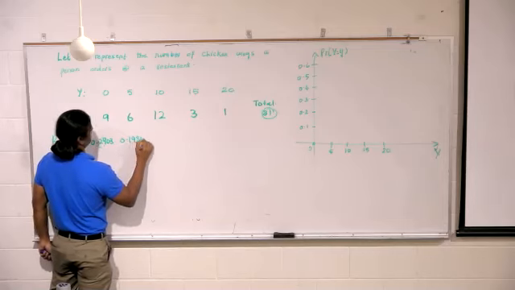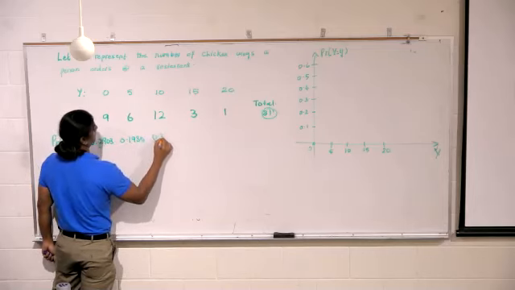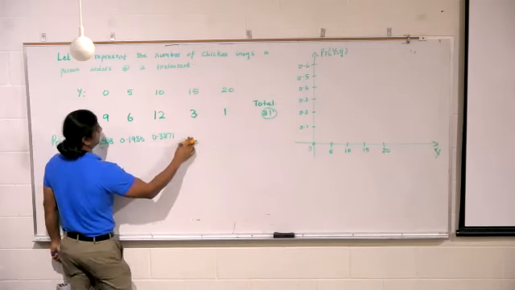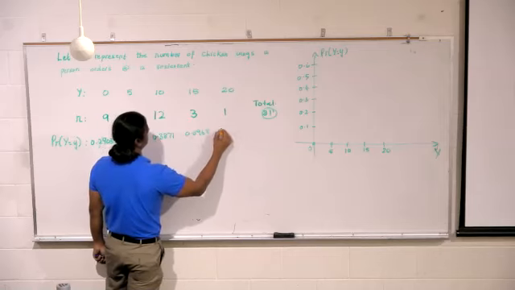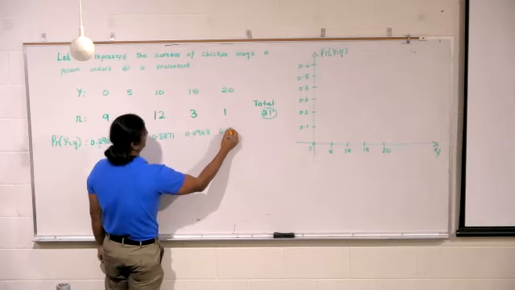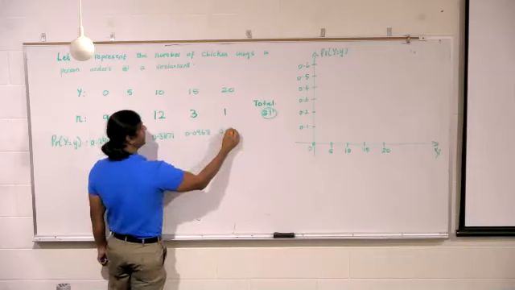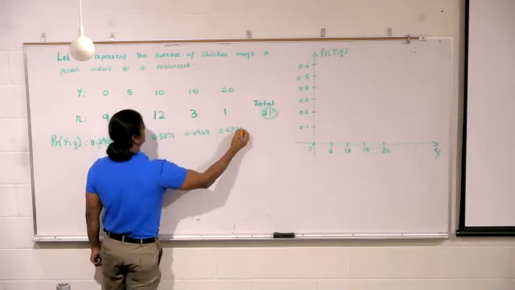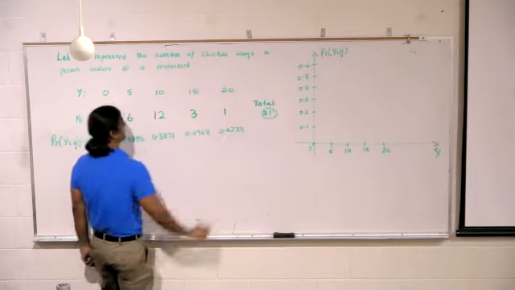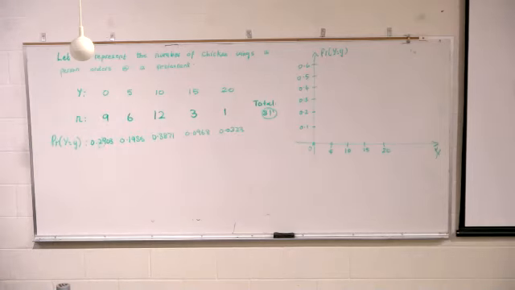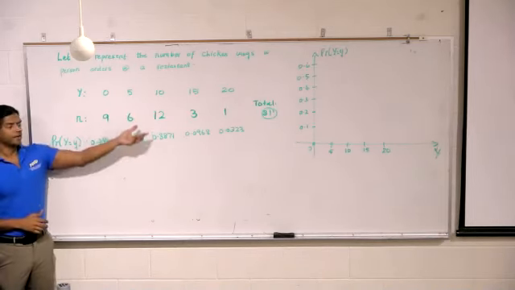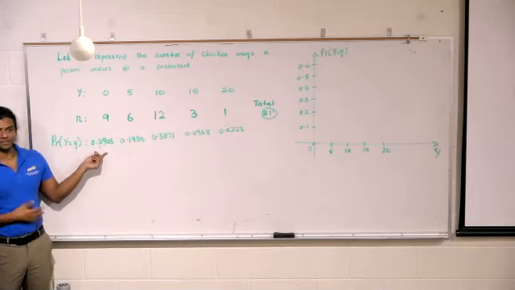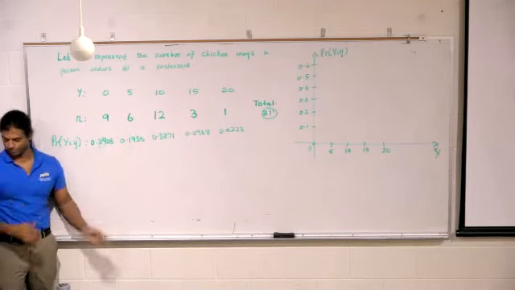Then 6 divided by 31 is 0.1935. 12 divided by 31 is 0.3871. 3 divided by 31 is 0.0968. And 1 divided by 31 is 0.0323. If we add all the probabilities, it is going to sum to 1. It is frequency divided by the total, which is the relative frequency. We're just calling it a probability.